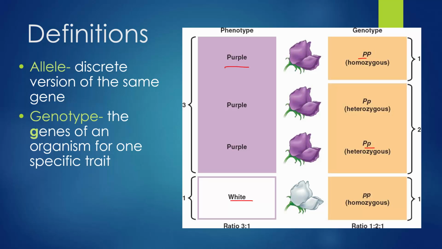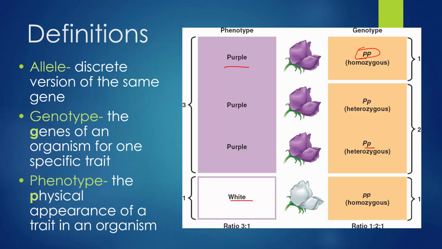The genotype is the genes of an organism for one specific trait, and it is typically written with letters. So 2 capital P's is homozygous dominant for purple. Phenotype is the physical appearance of that genotype. So big P, big P is dominant, homozygous, I'm going to see purple. Big P, little p is heterozygous because, again, remember, hetero is different.